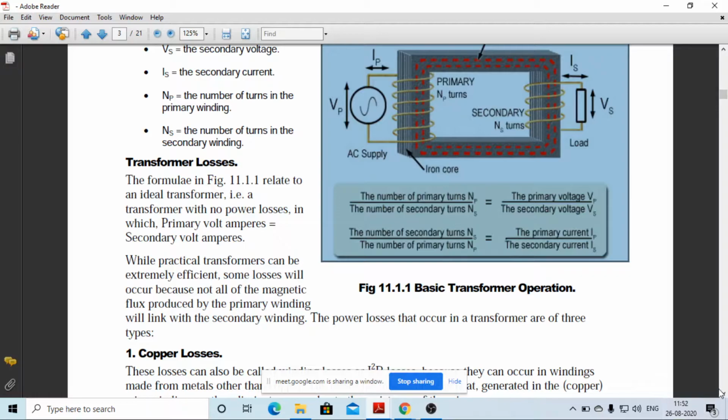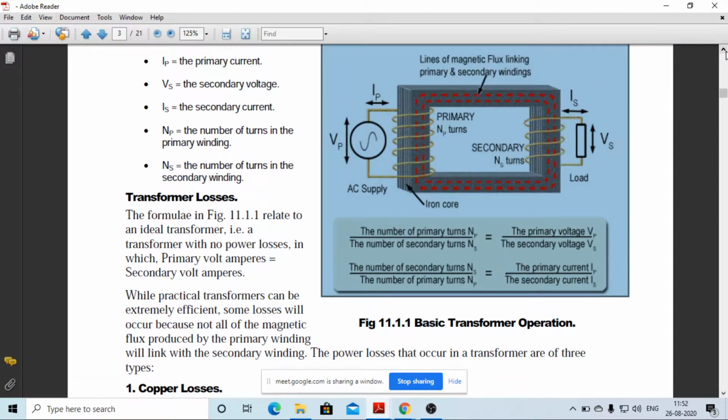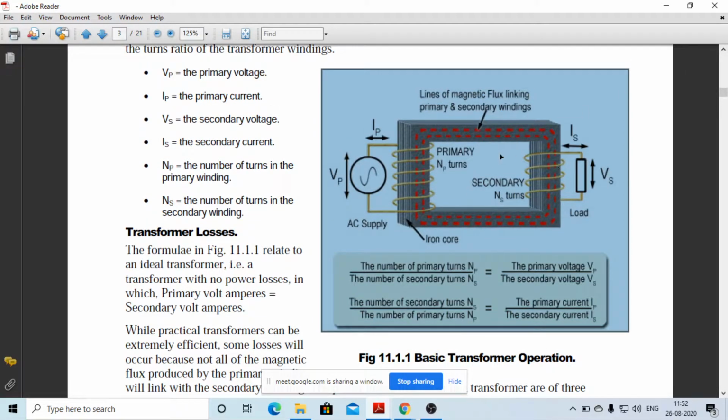A number of losses occur in the transformer. One is called the copper loss, second is called the hysteresis loss, then eddy current losses due to the magnetic lines. So you can see here these magnetic lines are circulating, lines of magnetic flux are circulating from the primary side to the secondary side, but you can say 95% of lines are circulating in this.